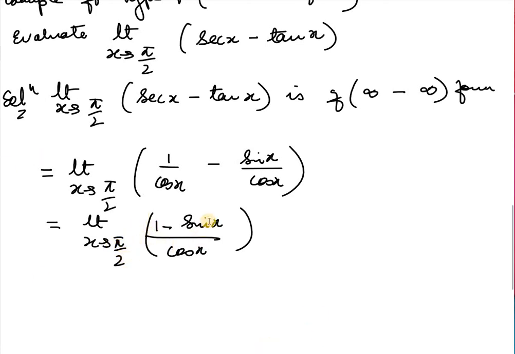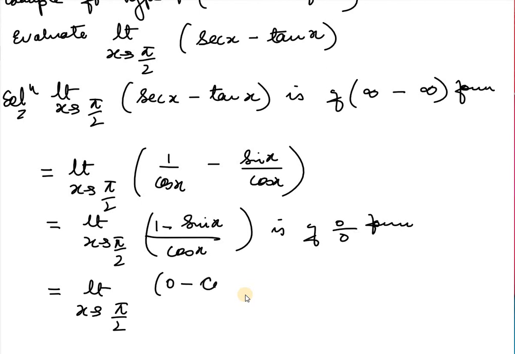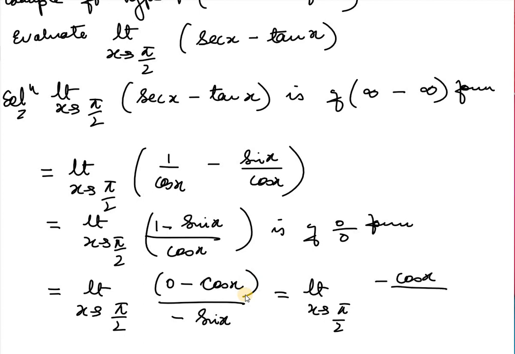Now let us see in this case. If you replace x by pi by 2, then sine of pi by 2 will be 1. So 1 minus 1 will be 0. And cos of pi by 2 will be 0. So you see that this one is of 0 by 0 form. And this can be evaluated by using the L'Hopital rule, that is you differentiate the numerator and denominator separately. So differentiation of 1 will be 0 minus differentiation of sine x will be cos x, divided by differentiation of cos x will be minus sin x. And this is equal to limit x tends to pi by 2, minus cos x by sin x.